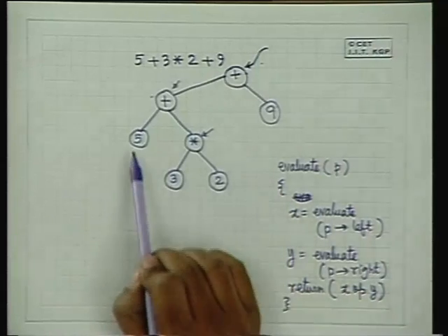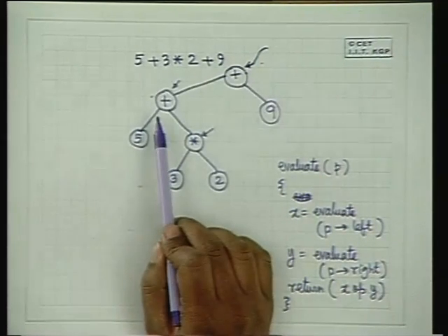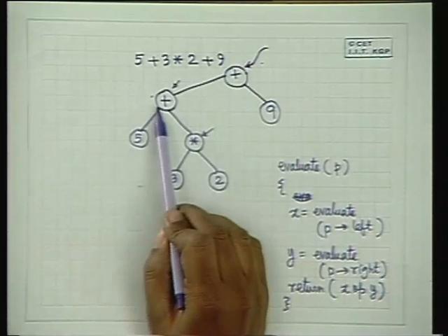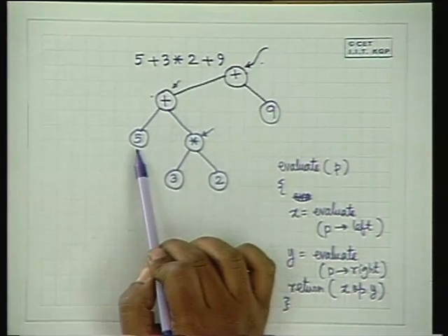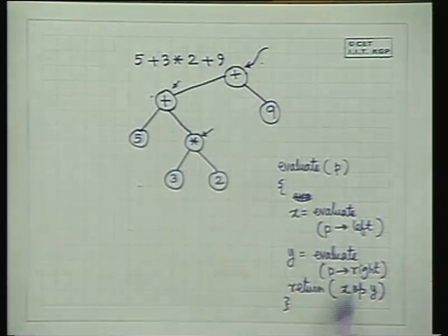And the base conditions are, if this is not an operator, if it is a data, you just return its value. This node may be of type operation or data. If it is a data, you return its value. Otherwise, you do this.